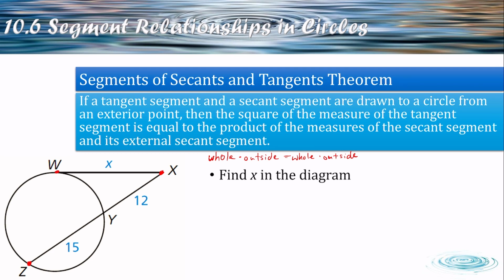For the top one, the whole thing is x, and the part outside is also x. Hence, it's x squared. And like in the theorem, it's the square of the measure of the tangent. For the secant, it's the whole thing. So add those together, times the part outside.